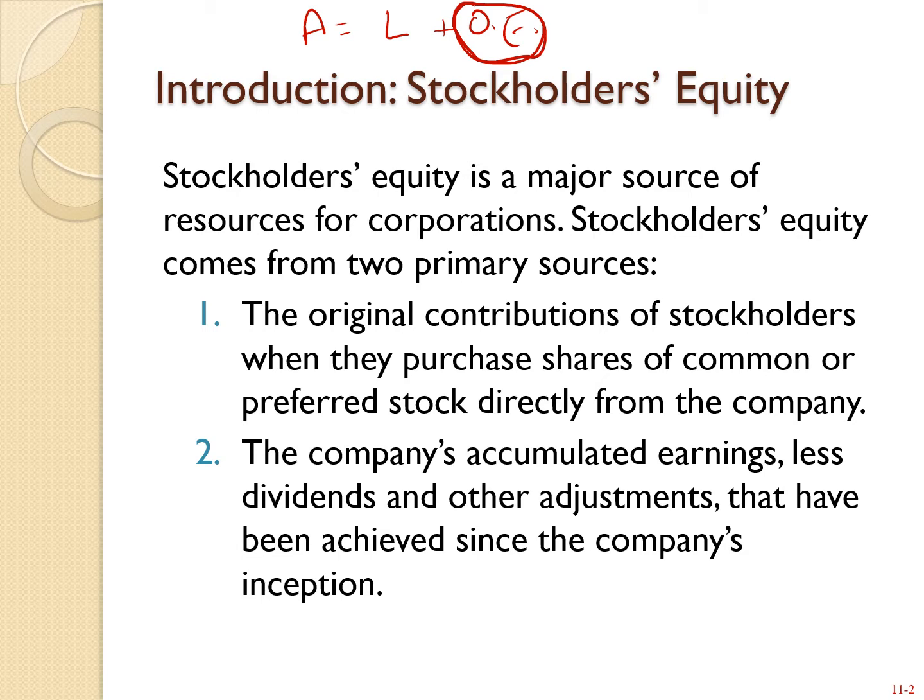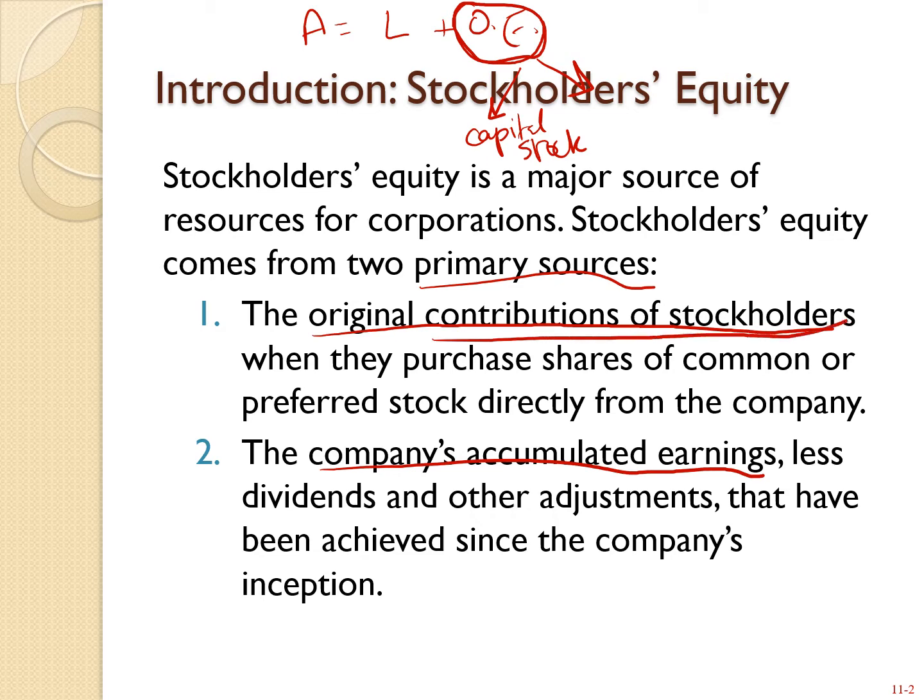Stockholders' equity comes from two primary sources: the original contributions of stockholders and the company's accumulated earnings. So under owner's equity, we have two things, as you remember. The capital stock, which is the initial contribution of stockholders or investors, and retained earnings, which is the accumulation of profits over time.